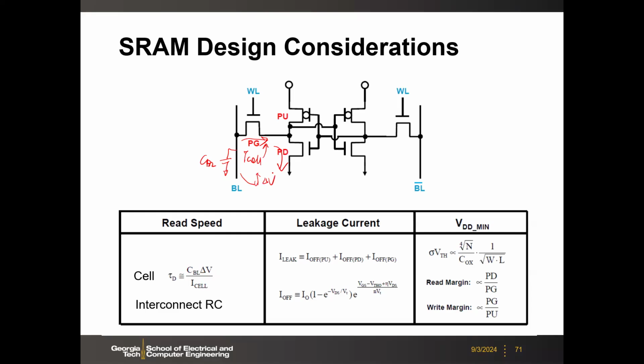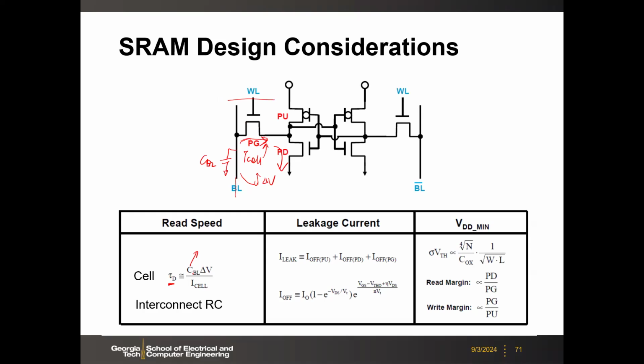So this is a sense margin, typically like 100 millivolts, 200 millivolts. Then you have the C times delta V, which is a charge, divided by the I cell. Then you get the delay to the first order. So this is the read speed, and one of the constraints is the CBL. And also here we haven't talked about the delay that the signal propagates through the word line, through the bit line. This is just for the delay that happens to this cell.